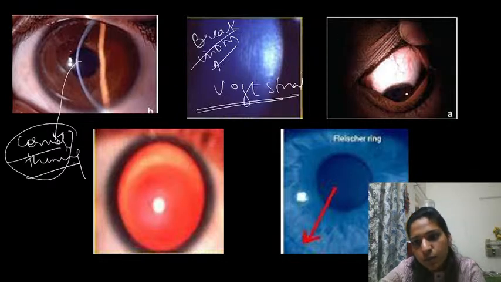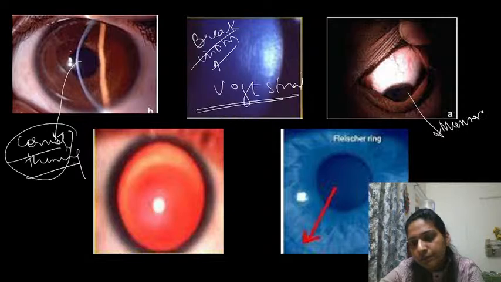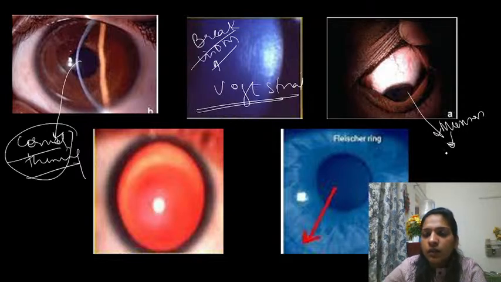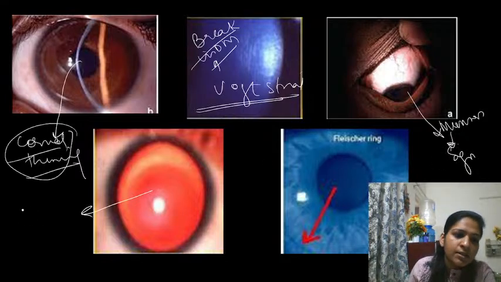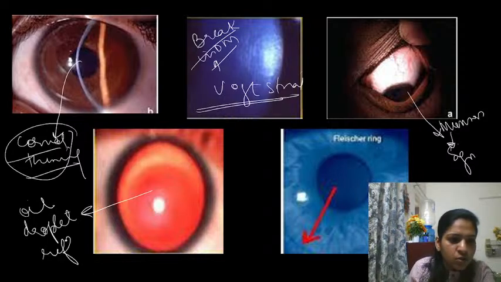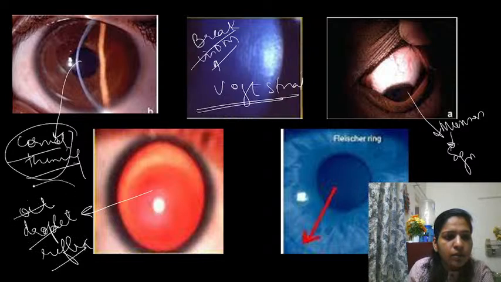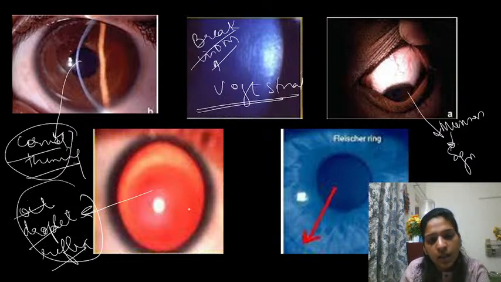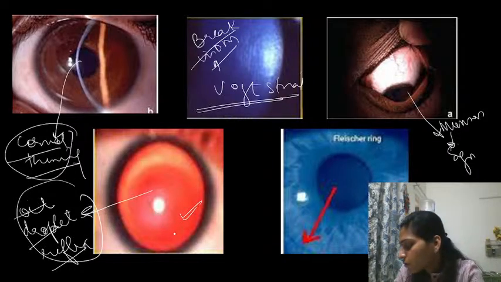This is the Munson sign. This is oil droplet reflex on retinoscopy. When we do retinoscopy in keratoconus, this kind of reflex will be seen.